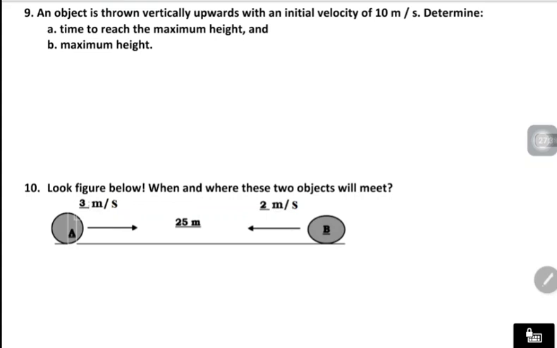Okay, in upward vertical motion, the object must have an initial velocity in order to move upwards. This is the initial velocity.